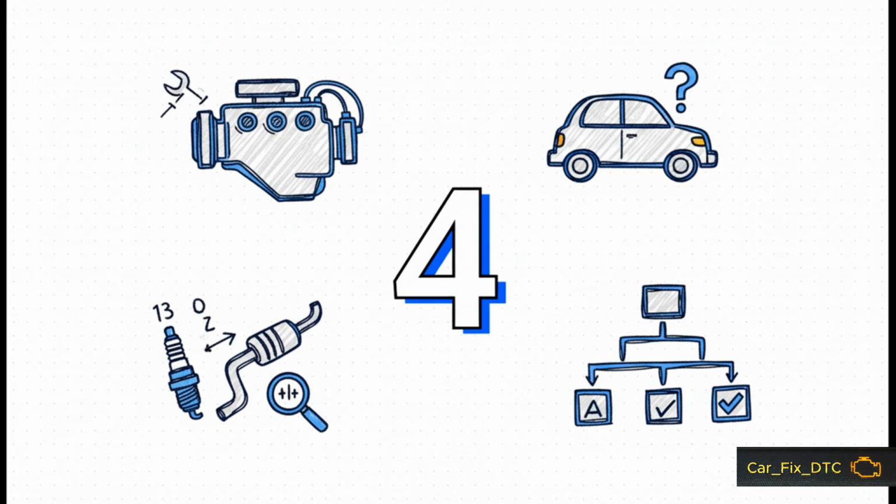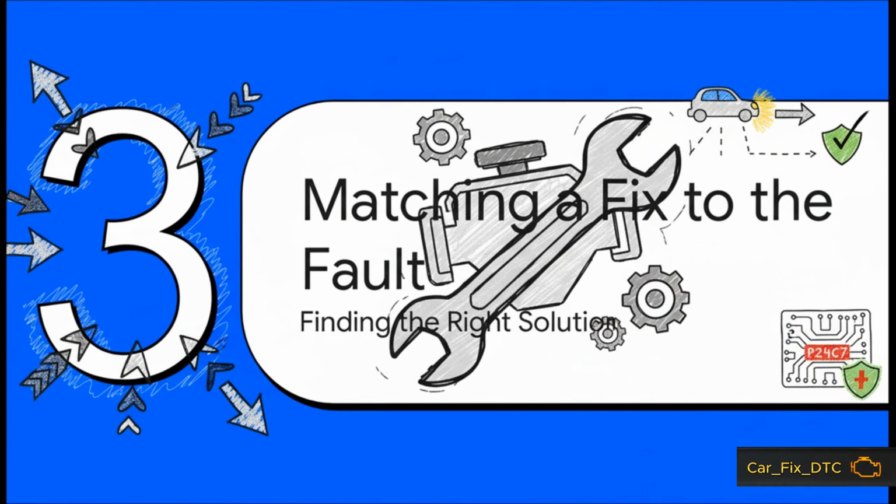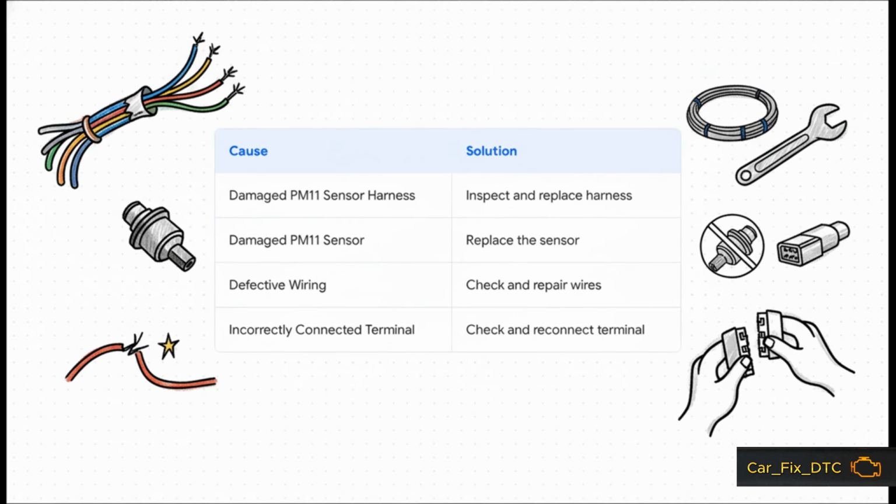That's right, just 4. This narrows things down a ton. So instead of some random, mysterious issue that could be anything, we have a very short list of suspects, and that makes diagnosing this so much easier. And you know this is the best part. For every single one of those 4 potential causes, there is a clear, direct solution. It's really all about just matching the right fix to the specific fault you find. Just take a look at this.